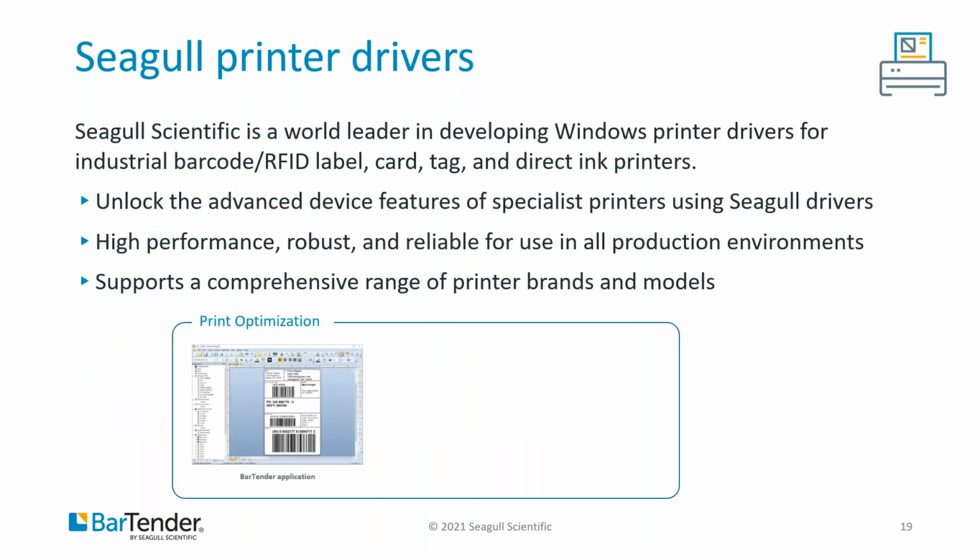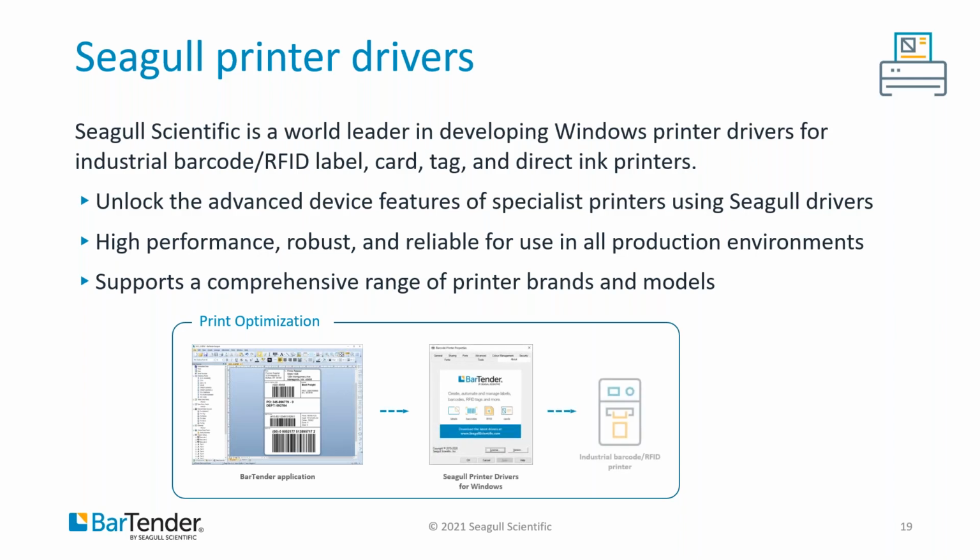So as well as the print engine, Seagull printer drivers are also an important part of what's running on that cloud server. So you have the BarTender application, when in combination with our printer driver, printing to one of these industrial barcode and RFID printers, it's going to result in fast printing. And just to underline again, that is particularly important for internet printing from a cloud located server.